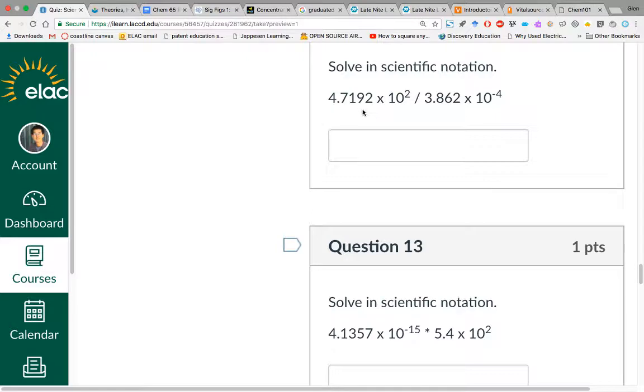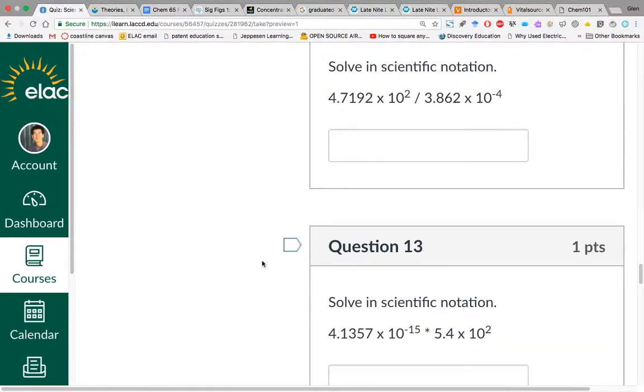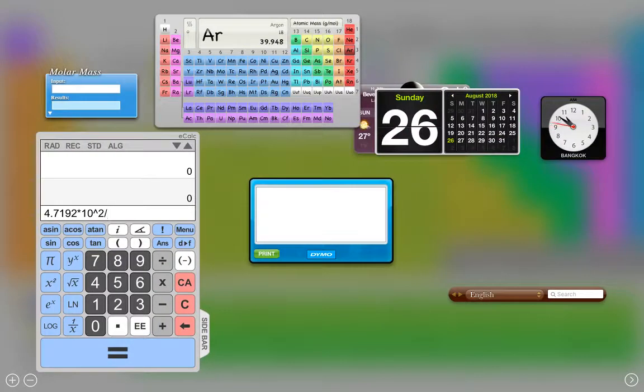It's 4.7192 times 10 to the 2 power, divided by 3.862 times 10 to the negative 4 power. So I'm going to type 4.7192 times 10 to the 2 power, and then divided by 3.862, and watch me, times 10 to the negative 4 power. Is that right? Negative 4 power? Yes, it is right. I'm going to press the equal sign. Yes, I got an answer.